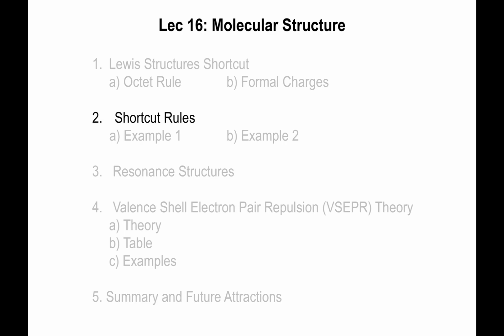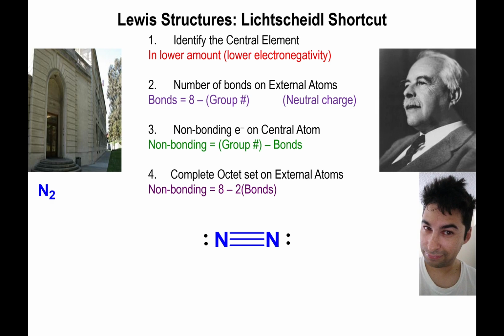Okay, let's do a few more examples of how to draw Lewis structures using the Lec16 shortcut. Alright, so we already talked about dinitrogen and we arrived at the correct Lewis structure using the shortcut. Now, there's a few extra addendums to the rules that need to be addressed because they will play a role in terms of getting the correct structures for other elements.